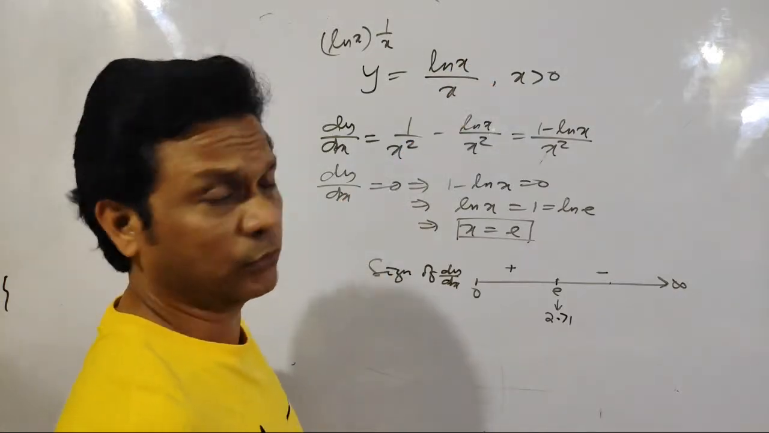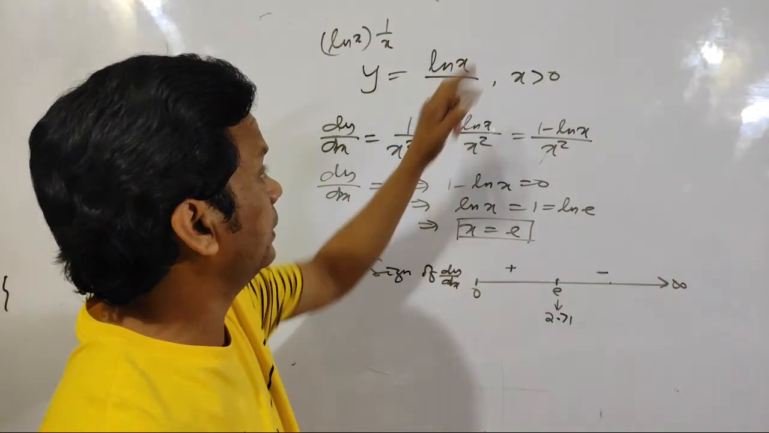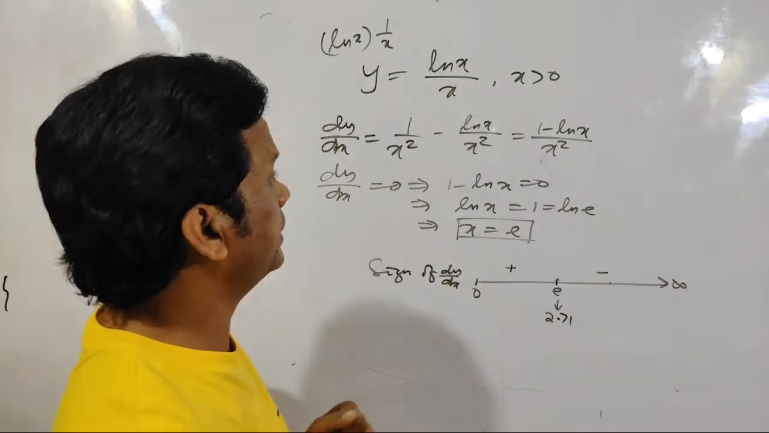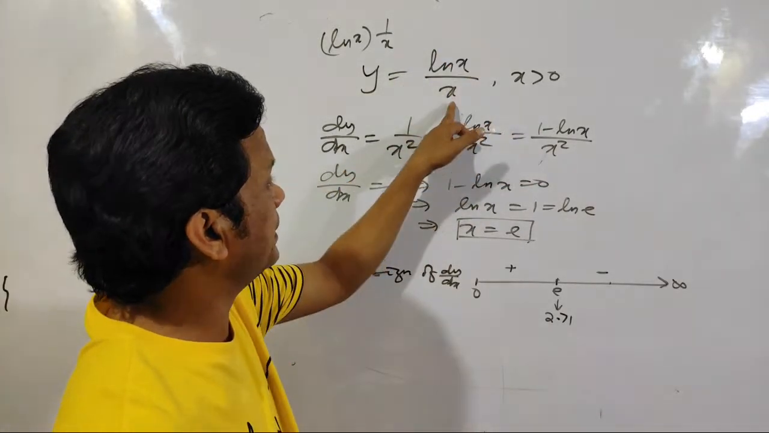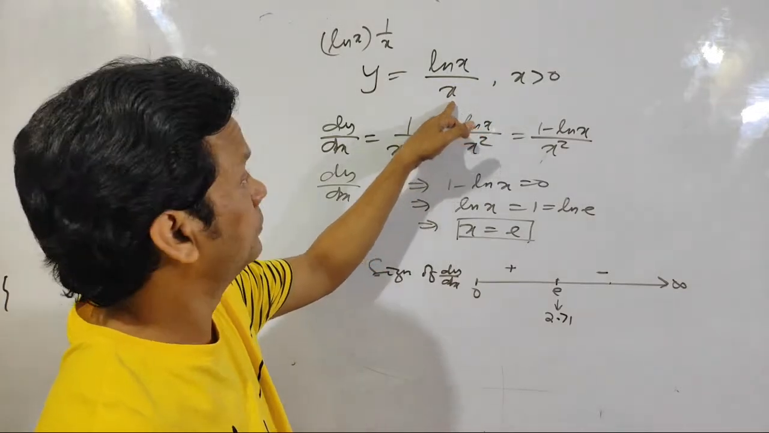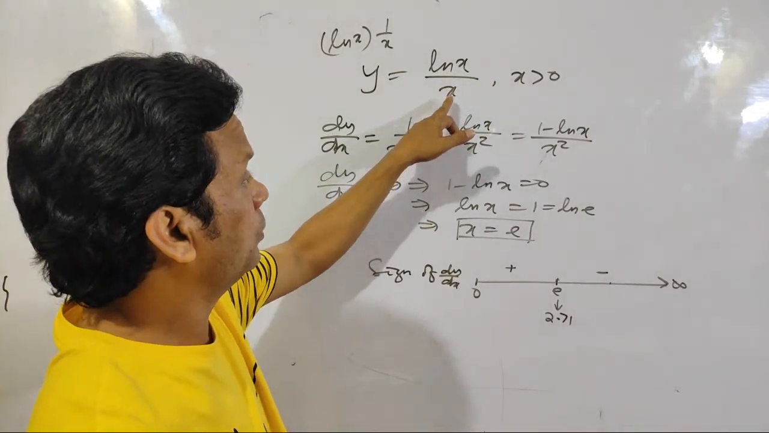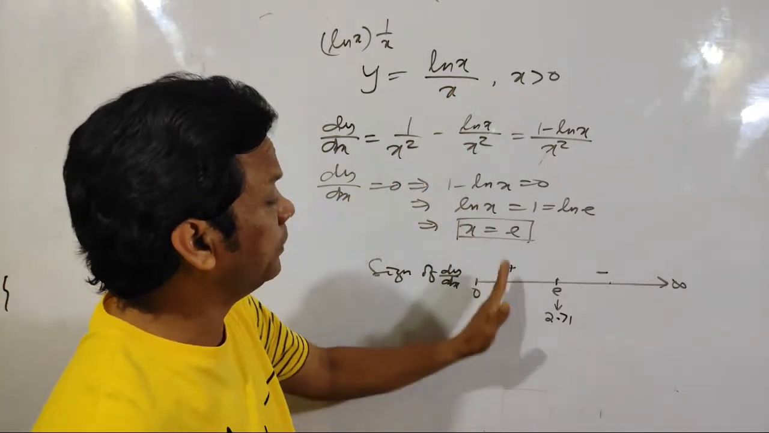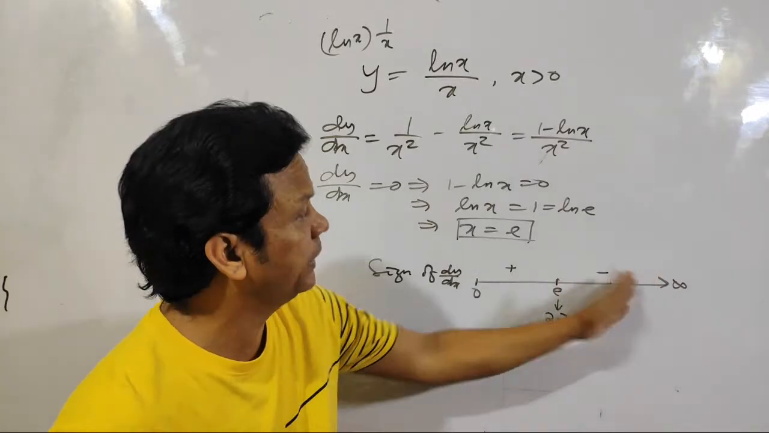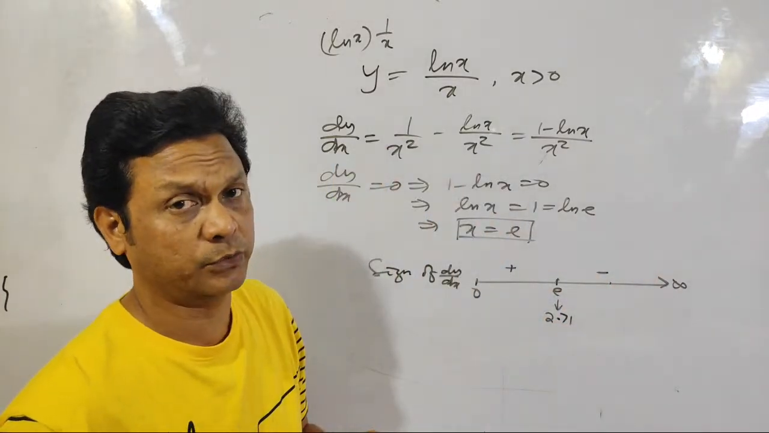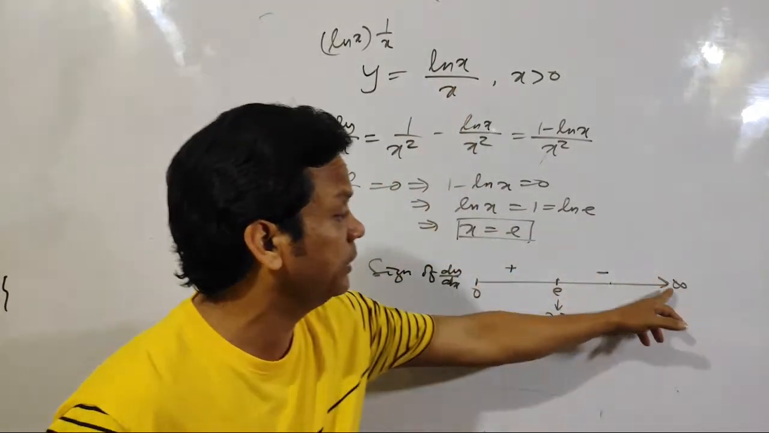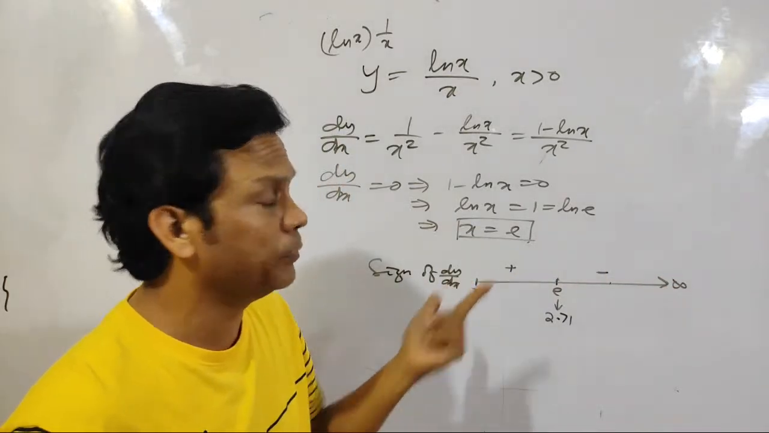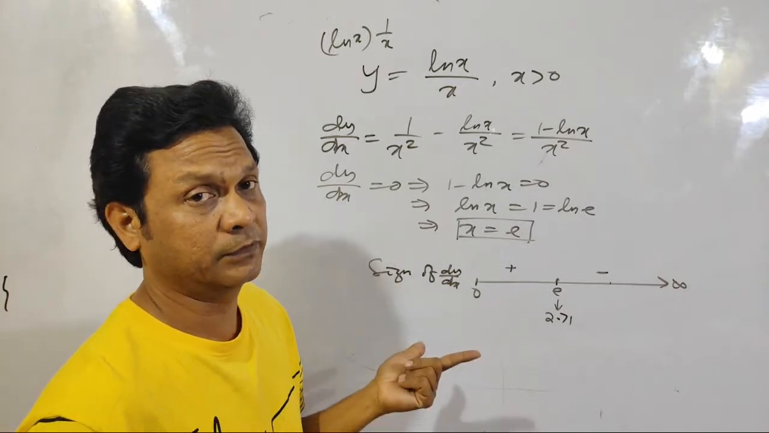But ln 1 is 0. ln 1 is 0. In this case, there is no undefined point except x is equal to 0. Clear? So undefined point is this one. If the undefined point lies between 0 to infinity, then you should take those points also. Because here in between 0 and infinity, there is no point of discontinuity. That means there is no point at which the function is undefined.